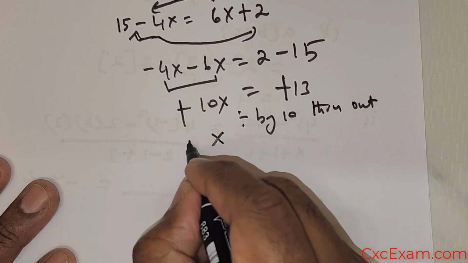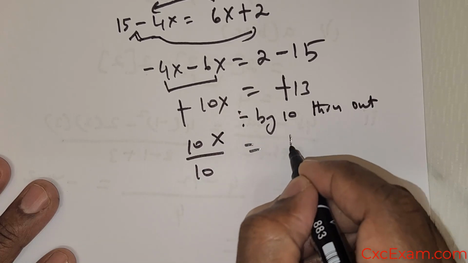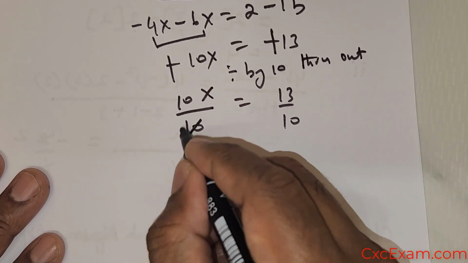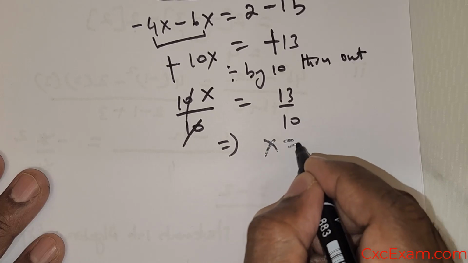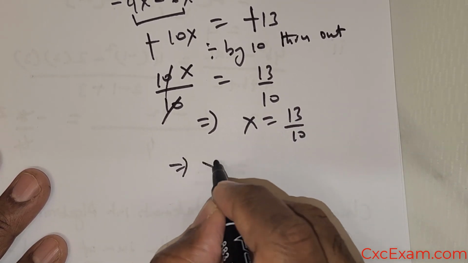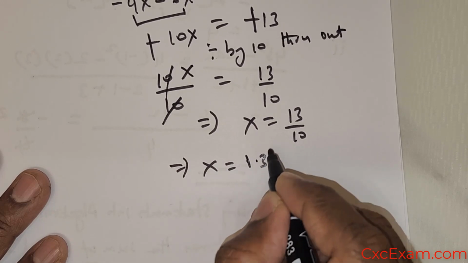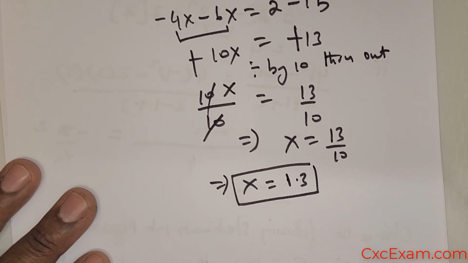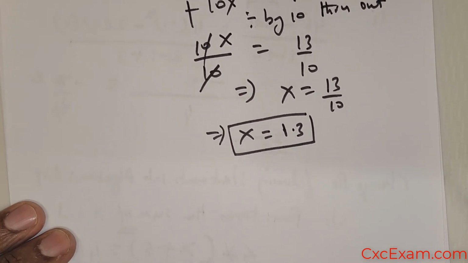So that would mean you have 10x divided by 10 and you have 13 divided by 10. So 10 gets cancelled, giving you x is equal to 13 over 10. Since you're dividing by 10, this means x is equal to 1.3. So you can box that result. Now this is the next question, students.